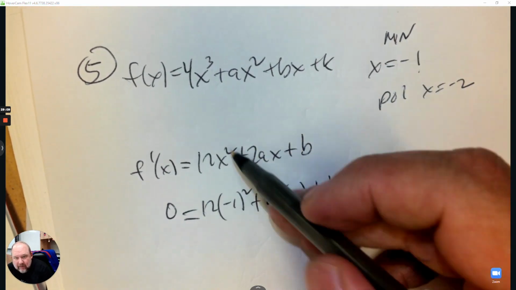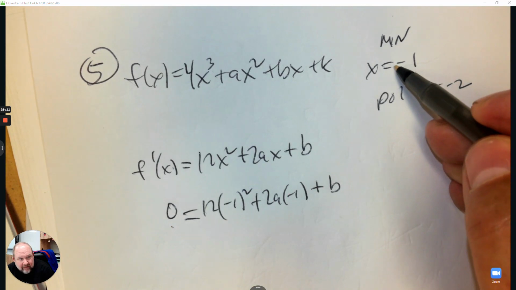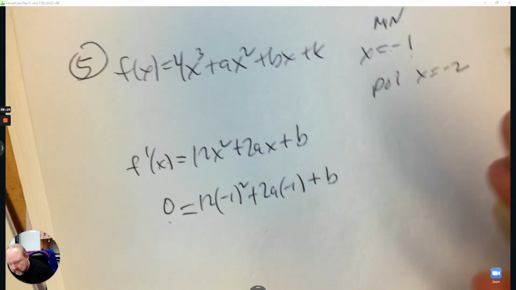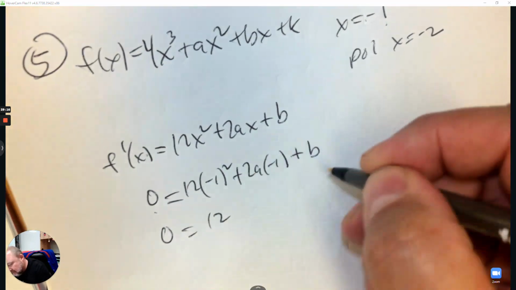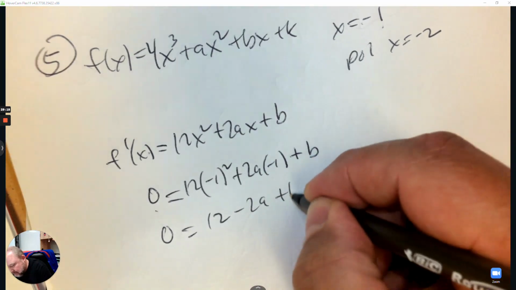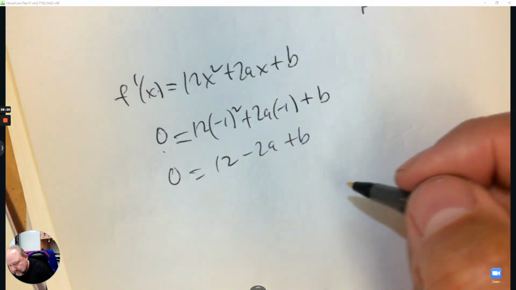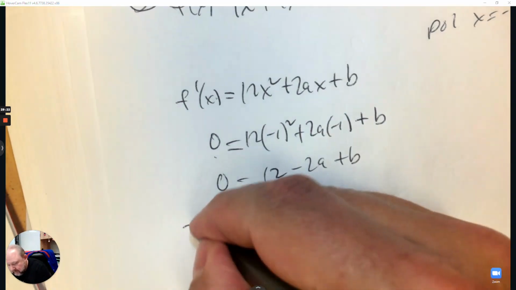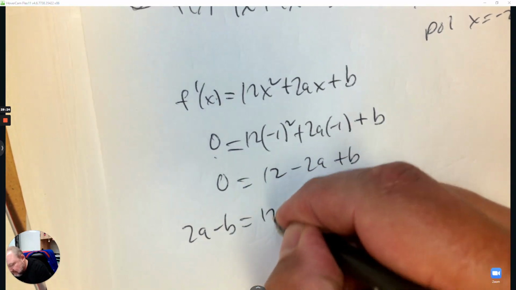So when it's a minimum, you take the derivative equal to 0 and plug negative 1 in for x. And what would make this 0? So I have 12. I have negative 2a plus b. So I'm going to rearrange this as 2a minus b equals 12.